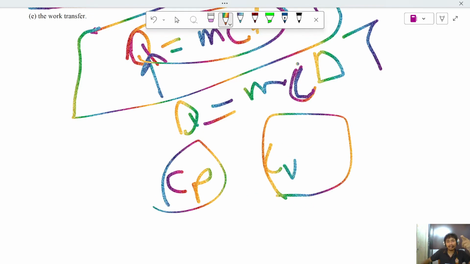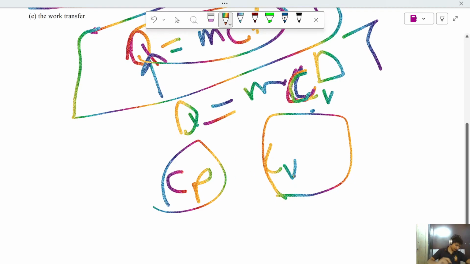What should we substitute in this C? Cp or Cv? That's the main thing in this equation; other things are very simple. We must memorize that here we must include Cv. In this equation, the C is Cv.